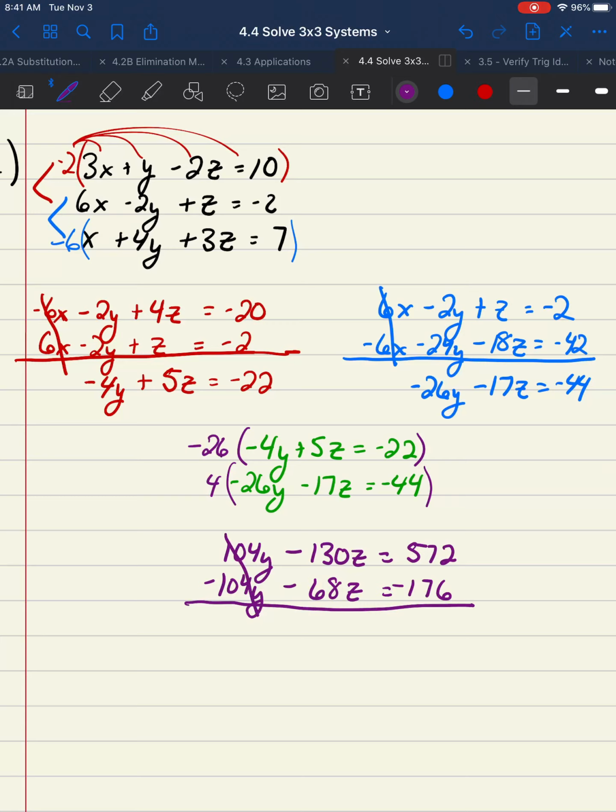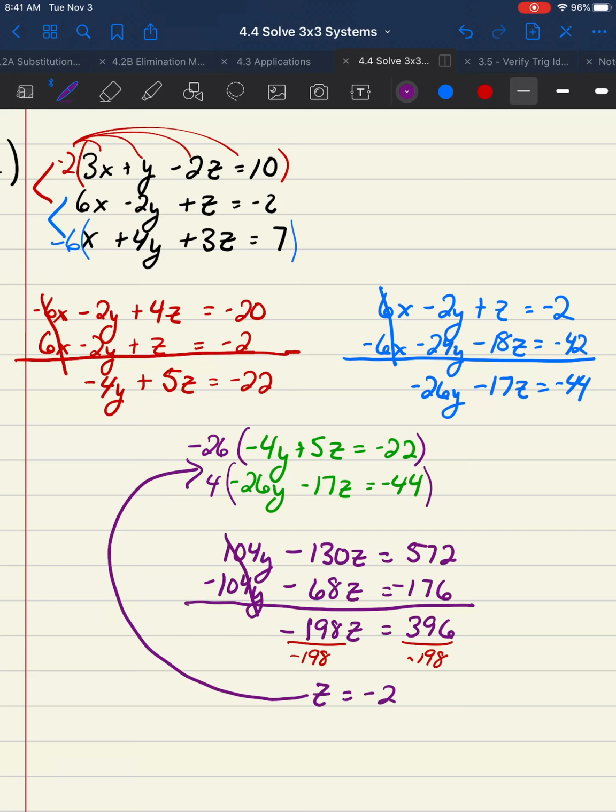Okay. I'm going to combine these two equations together. The y's cancel. That's what I wanted to happen. I get negative 198z equals 396. Divide both sides by negative 198. And I end up with z equal to negative 2.